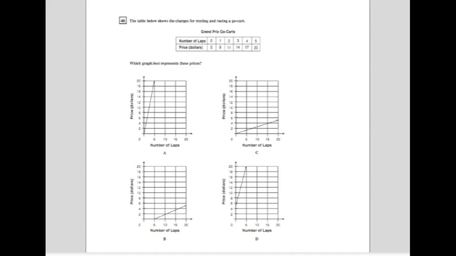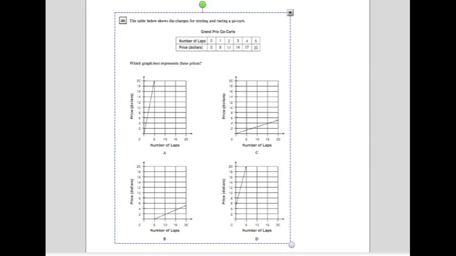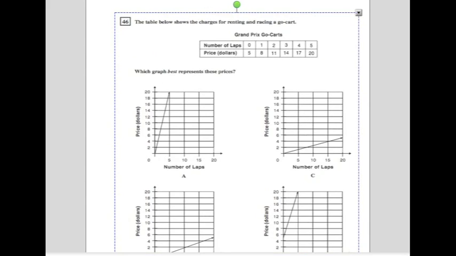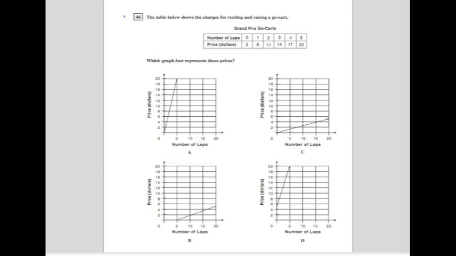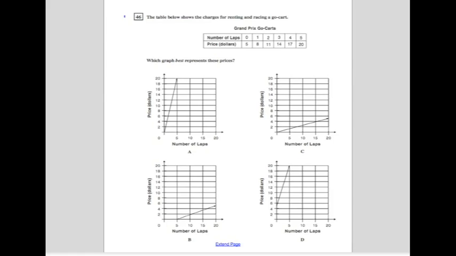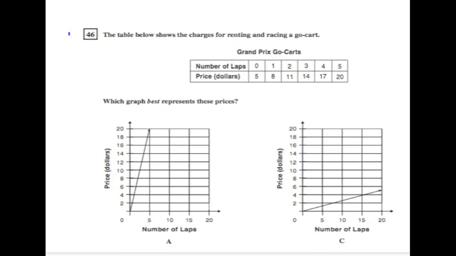46 is a big one. Let's go ahead and see if we can get this one bigger because we're not going to be able to see anything if we don't get it bigger. Okay, so 46. It says, the table below shows the, let me zoom in a little here.